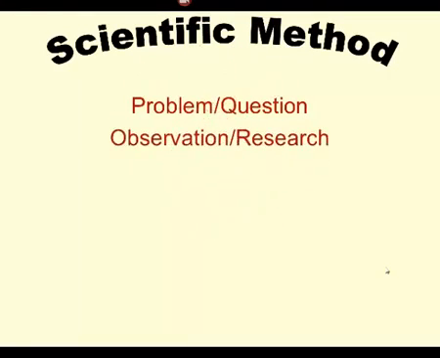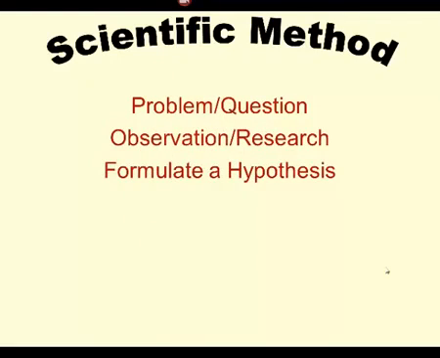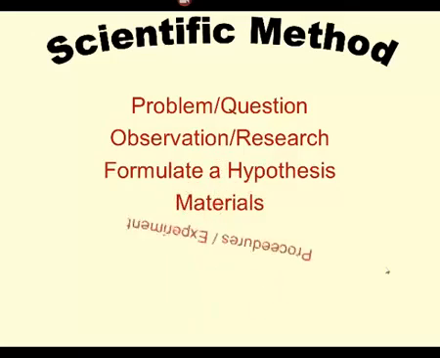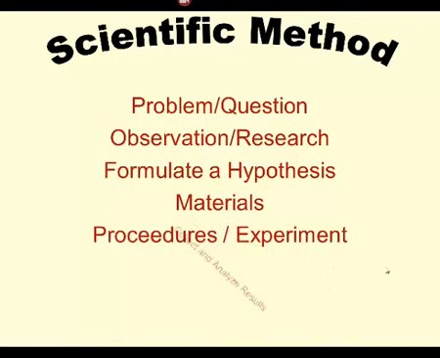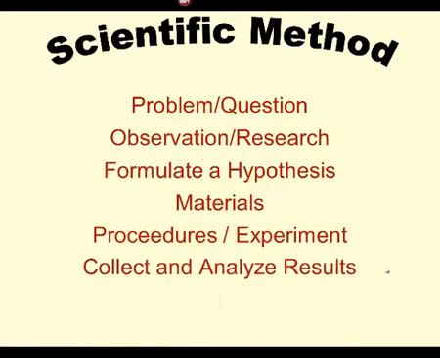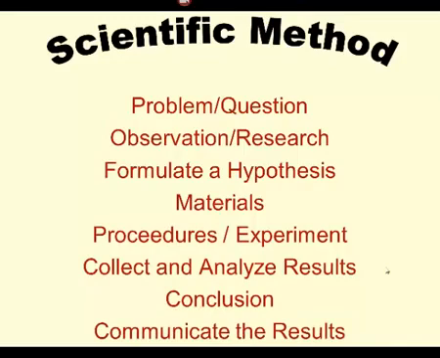The steps in the scientific method, in order, are the problem or the question, observation and research. You're then going to formulate a hypothesis. After you formulate a hypothesis, you are going to make sure that you list all of the materials that are involved in your experiment. You're going to create a procedures list or your experiment list. So it's going to be step by step, kind of the recipe for how you're going to go about performing your experiment. You're going to collect and analyze data or analyze results during your experiment.